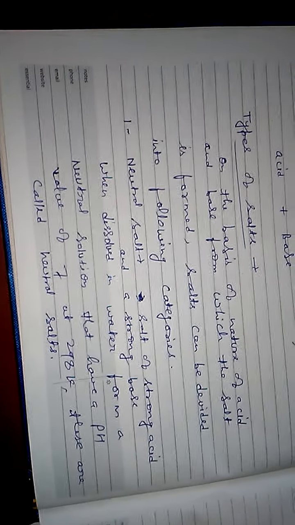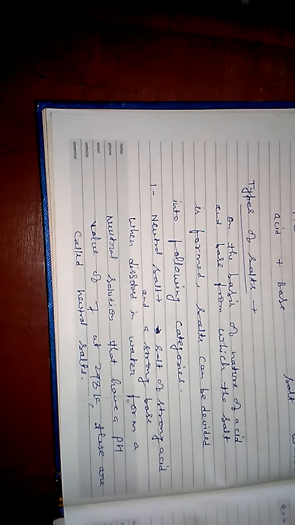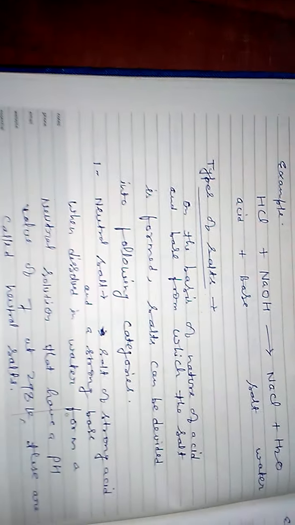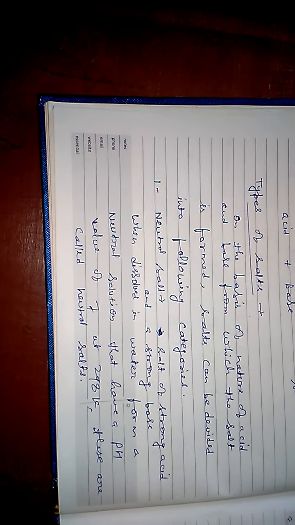So what is the first condition? A salt must be formed by the reaction between a strong acid and a strong base. Why strong acid and strong base? Because they can both neutralize each other completely. If the acid is strong and the base is strong, then what happens? They both have an equal number of H plus and OH minus ions, and therefore the salt can be formed with pH 7. And when you dissolve this type of salt to make an aqueous solution, you will always find that the solution is neutral because it shows a pH value of 7 at 298 Kelvin.